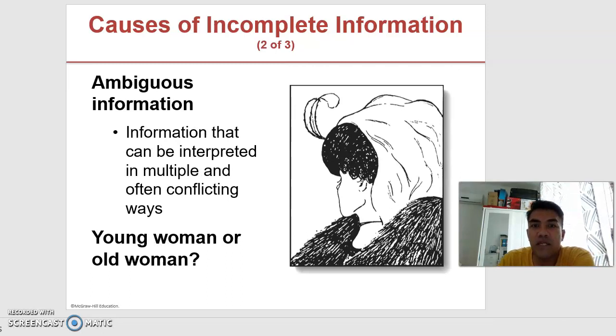And then ambiguous information sometimes is misinterpreted, interpreted differently by different people. For example, for this picture, some people might see an old lady, but some others might see a young woman, based on the same picture. So ambiguous information can also distort or influence the quality of the decisions that we are going to make.